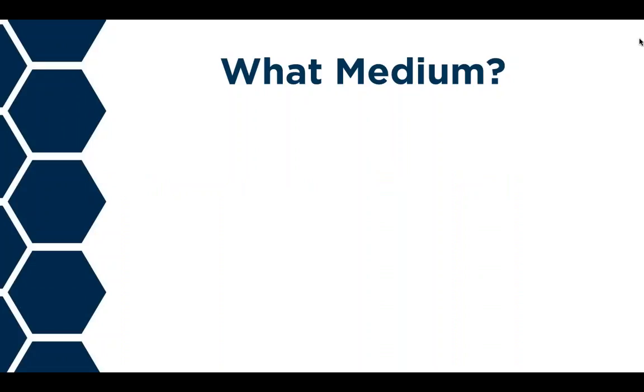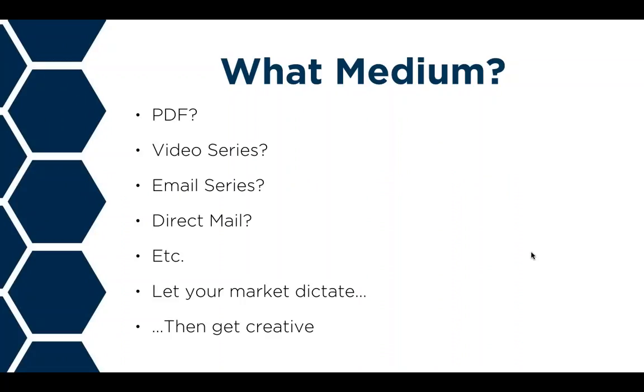Okay, so we've talked about the content a little bit. Now let's talk about the medium, right? You can send this thing out as a PDF. It could be a video series, an email series, a direct mail, etc. It goes on and on. And what I would recommend that you do is let your market dictate. So let's say you are in some kind of corporate industry. Creating a white paper might make a little more sense to begin with, because that's what people are used to in that environment. Where in the small business environment, people want more like guides and cheat sheets and things like that. And so you do more just kind of that simple PDF.